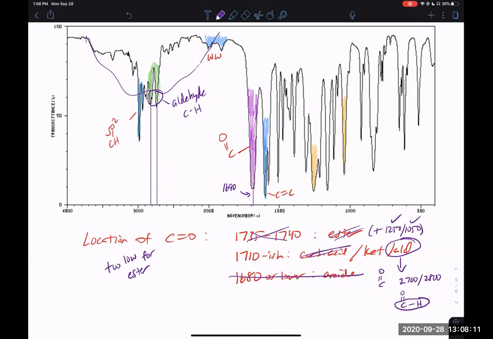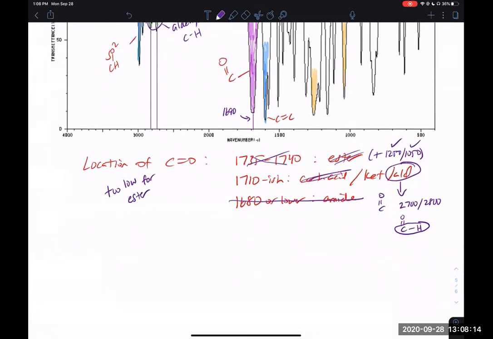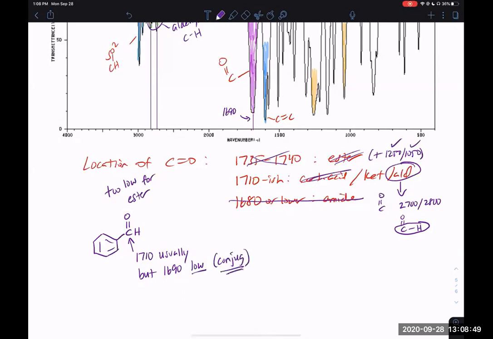Okay, now, so I've got a benzene, and I think I have an aldehyde. Now let's just put the aldehyde on the benzene, just like that. The reason I did that is because an aldehyde is normally 1710, actually even a little higher sometimes. This peak is at about 1690, so it's low, which means it's conjugated. So I want that carbonyl right on the benzene so that it becomes conjugated and lowers itself.